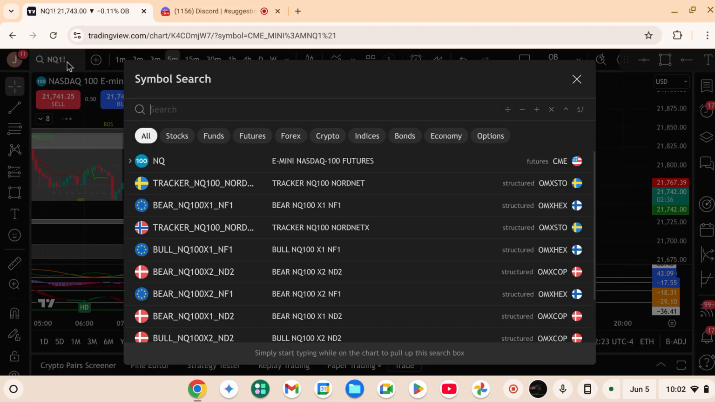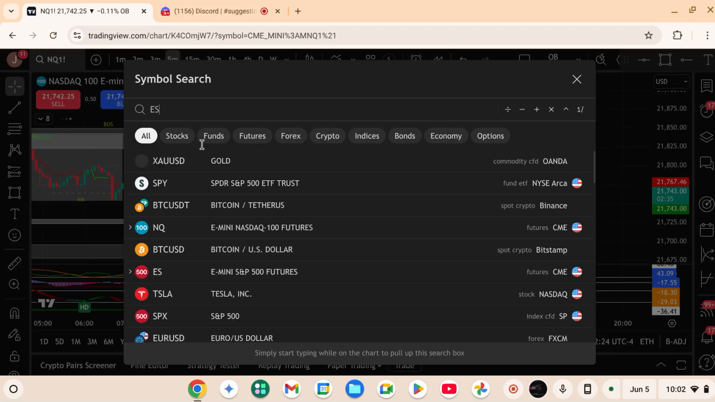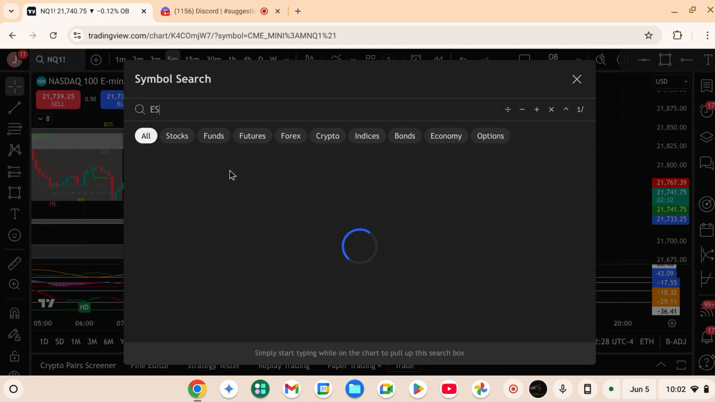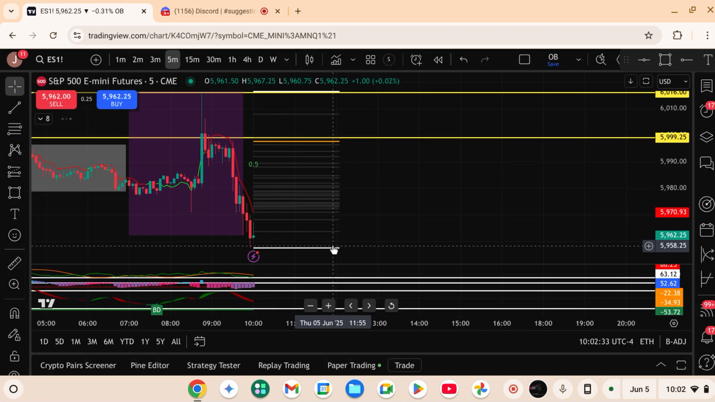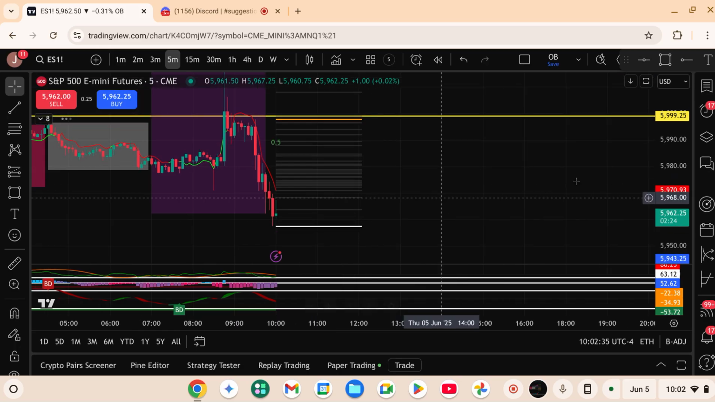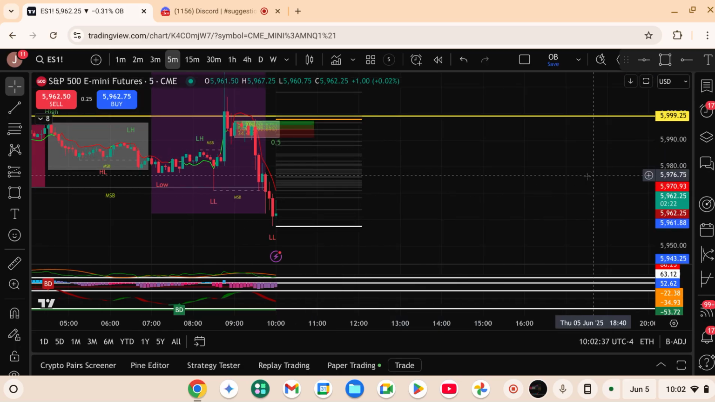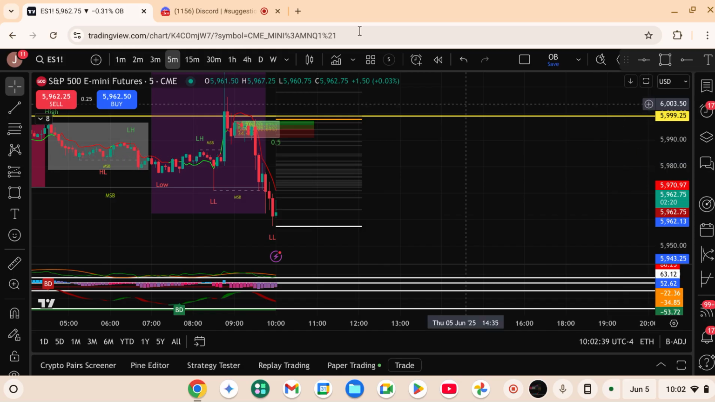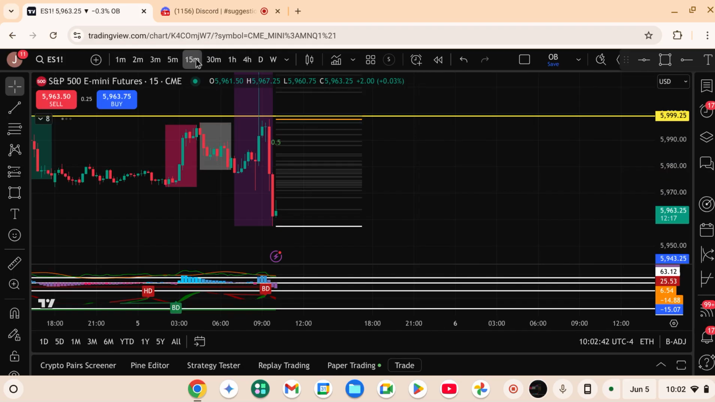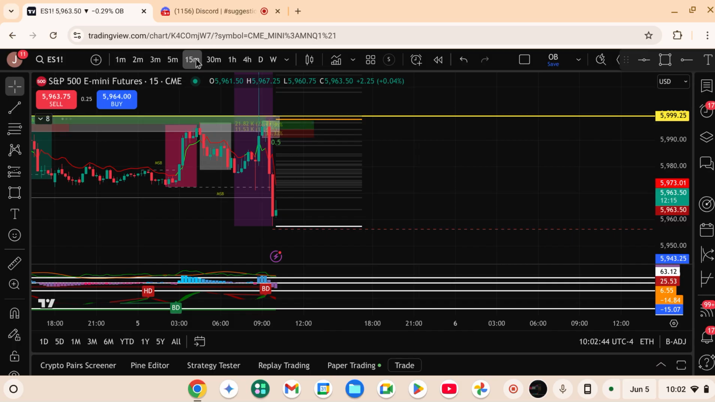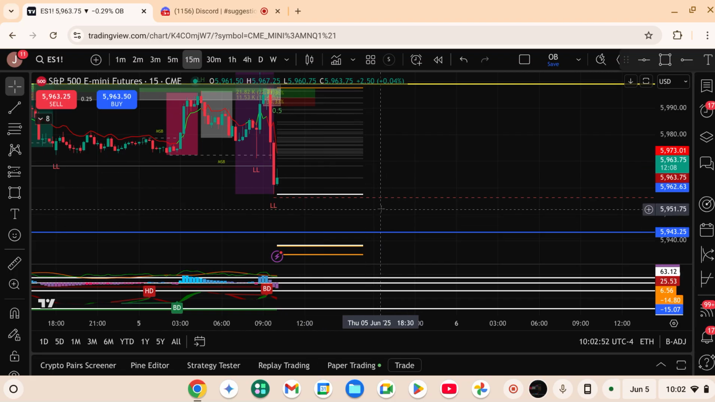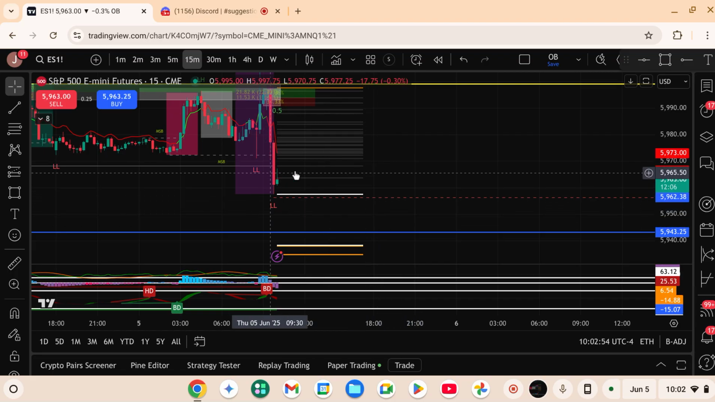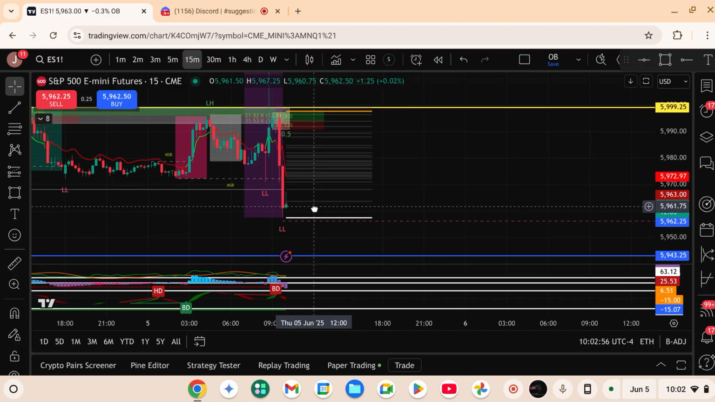And Q still looks sloppy. ES is kind of iffy.